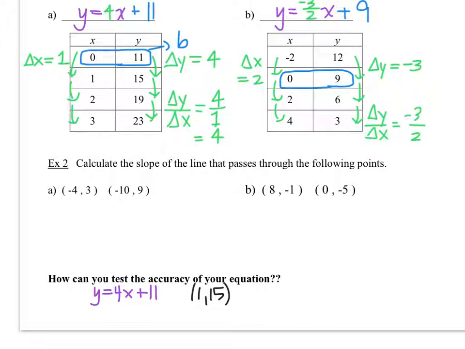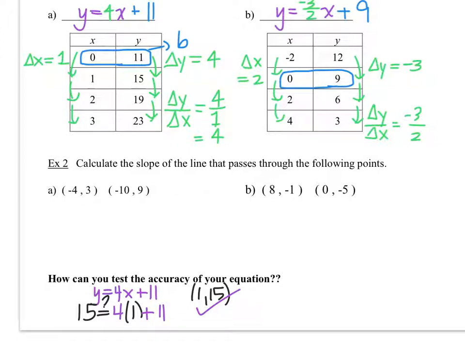And so what I want to do is test that ordered pair, and I want to see, does 15 for my y-coordinate equal 4 times the x-coordinate, which is 1, plus 11. And if you do 4 times 1, that's 4, plus 11 is 15. That does equal the 15, and I've solved the equation correctly because I got an ordered pair to test true.